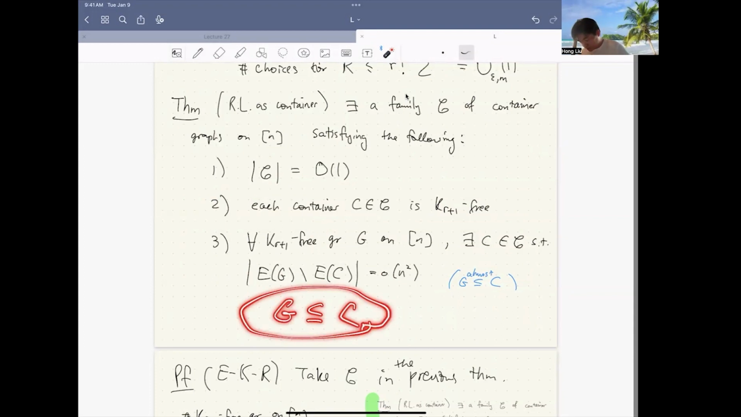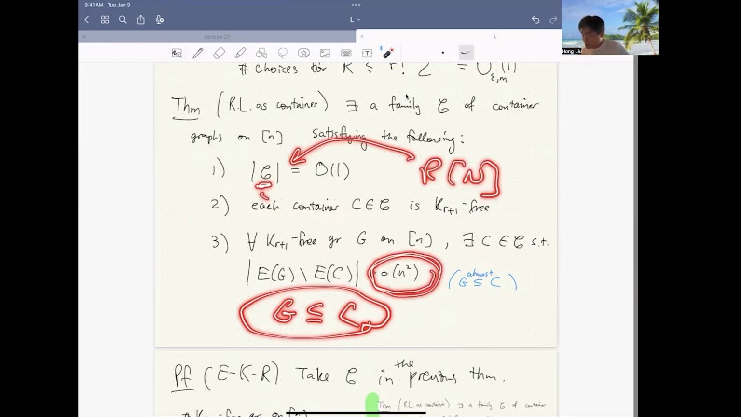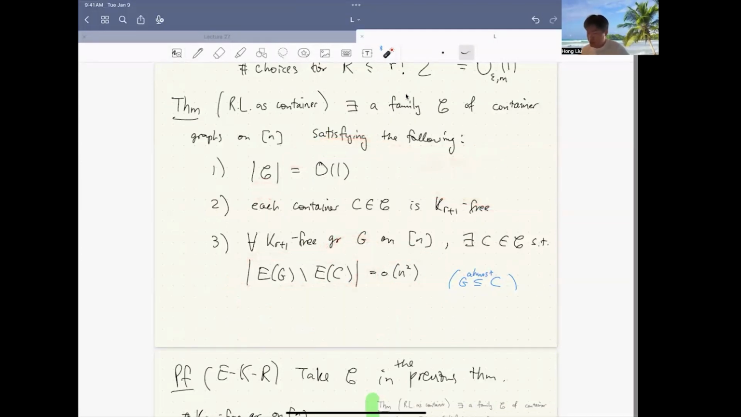All you need to do is you have this blow up of n. These are the graphs in your container, right? Then you just sprinkle on each one of these things at most this many edges to recover all possible choices of these exceptional edges. All right, you can get complete containment.